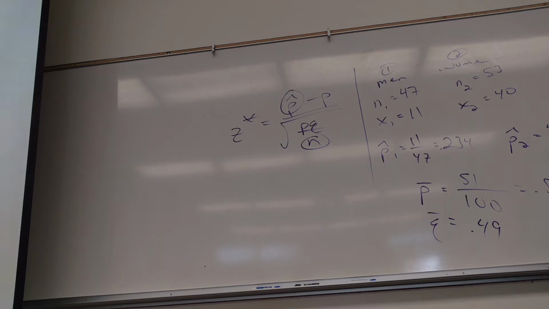And what's this all about? Here, where's my finger? There it is. What is that for? Yeah, to see if it's normal. NP bar and NQ bar have to be bigger than 5. I like it.